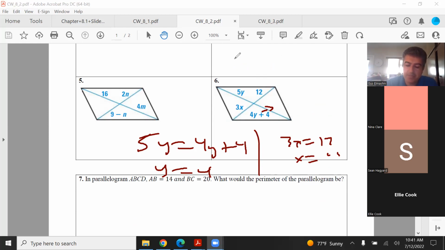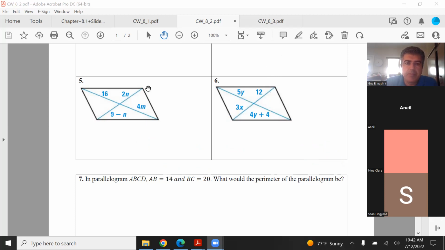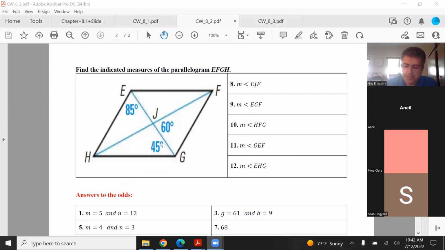Questions on number 6? What does x equal? Is that 4? 4. Yeah, my handwriting stinks. Yeah, you just set them equal to each other. And then these here.